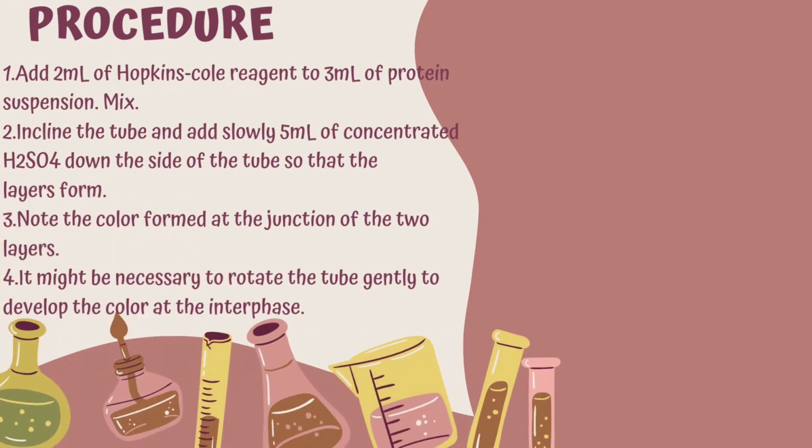Procedure. Step 1. Add 2 ml of Hopkins-Cole reagent to 3 ml of protein suspension and mix. Step 2. Incline the tube and slowly add 5 ml of concentrated H2SO4 down the side of the tube so that layers would form. Then Step 3. Note the color formed at the junction of the two layers. And then lastly, it might be necessary to rotate the tube gently to develop the color at the interface.